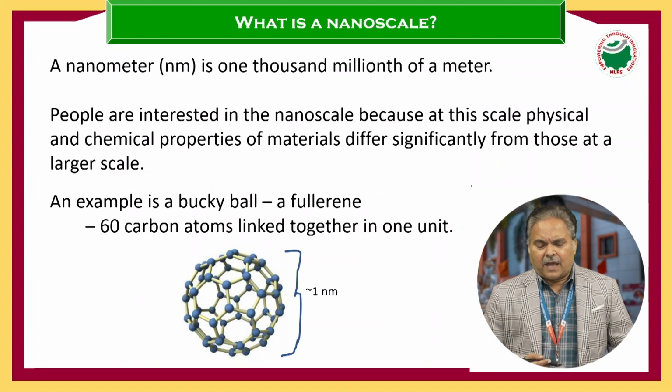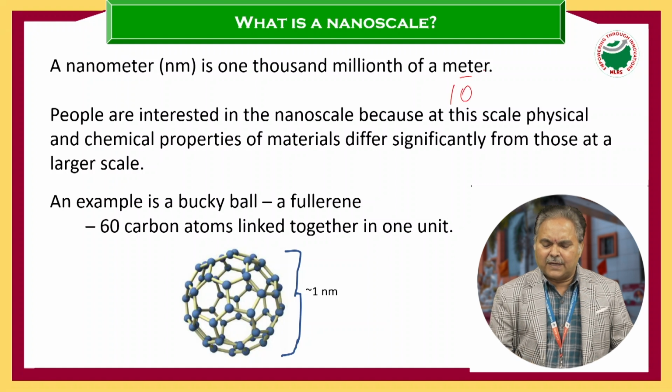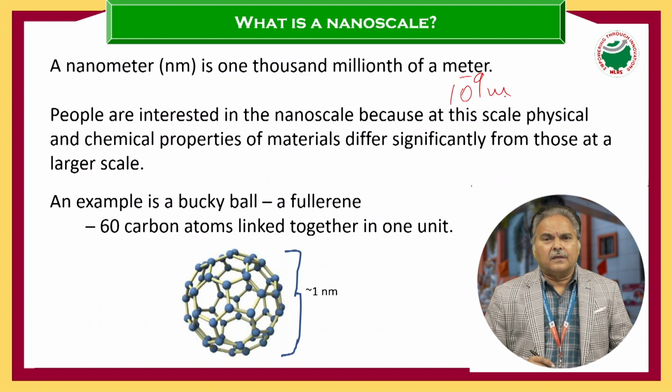So what is meant by nanoscale? Nanoscale is, as we all know, 10 to the power of minus 9 meters. There are different scale prefixes, like milli, kilo, mega, giga, nano, tera and so on. Here, nano means 10 to the power of minus 9 meters.